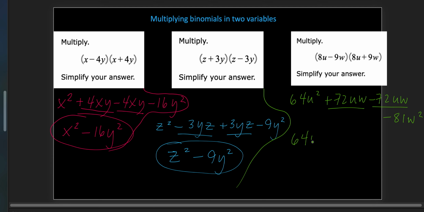So it'll be 64u squared minus 81w squared. So if you look at that pattern in all three problems, we have the same thing but plus and minus, plus minus, plus minus, and in all of those cases we only have two terms that come out, not three, in our answer.